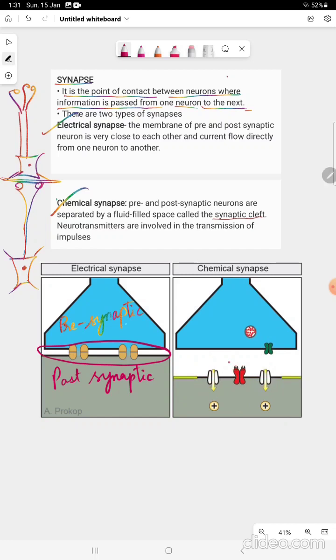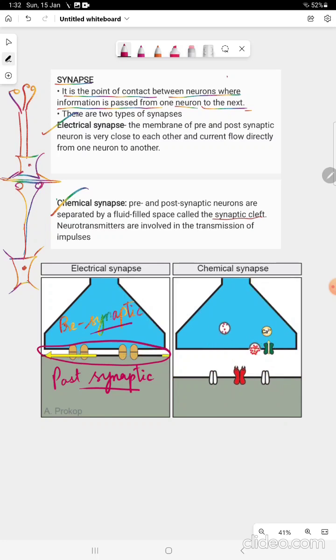So what are the presynaptic region and postsynaptic region? You can just consider the presynaptic region as the first neuron and the postsynaptic region as the second neuron. The current flows directly to the postsynaptic region, because the space between the two neurons is so small.